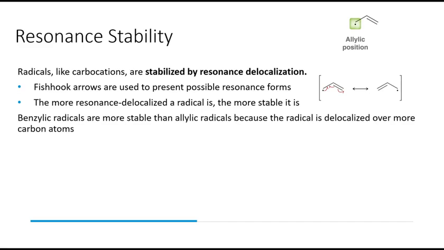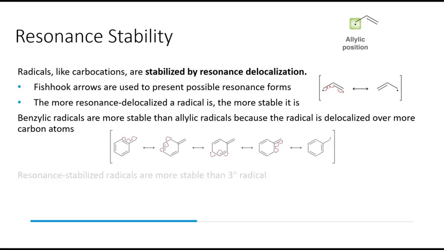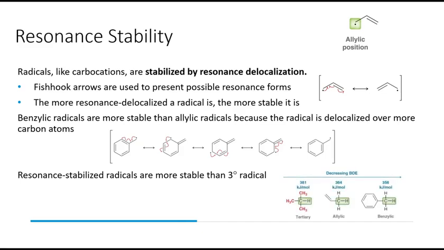Benzylic radicals are more stable than allylic radicals because the radical is delocalized over more carbons. We have more resonance structures that contribute to the true structure. Resonance stabilized radicals are more stable than a tertiary radical, and we can see that in terms of bond energies. It's even lower. The lower the bond energy, the more stable it is.